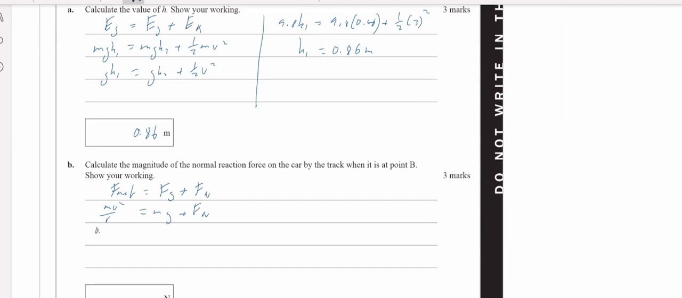Mass is 0.25. It's at a speed of 3 meters per second. Radius is 0.2. The centripetal force, again 0.25, we take g as 9.8, plus Fn. And Fn comes to 8.8 newtons.